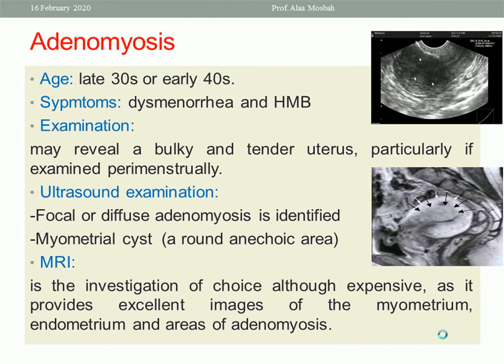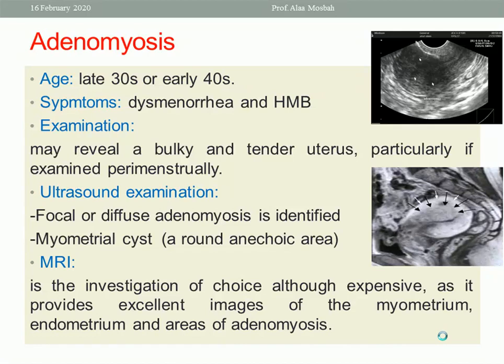Adenomyosis occurs in the age of late 30s or early 40s. Symptoms include dysmenorrhea and heavy menstrual bleeding. Examination reveals a bulky and tender uterus, particularly in the perimenstrual period. Ultrasound examination can diagnose adenomyosis very well. Either focal or diffuse adenomyosis can be identified.